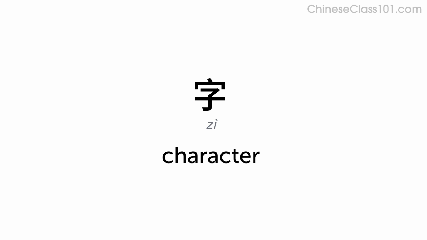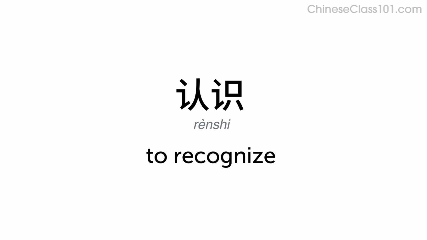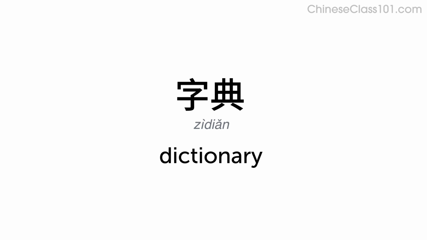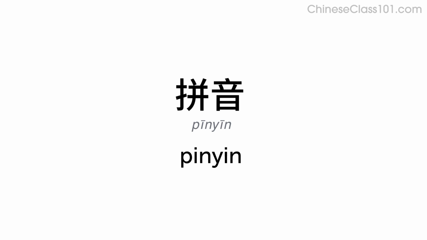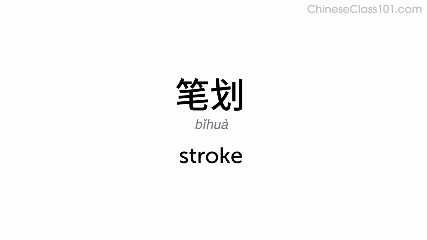字 Character. 字词 Word. 词认识 To recognize. 认识查 To look up. 查字典 Dictionary. 字典拼音 Pinyin. 拼音部首 Radical. 部首笔画 Stroke.